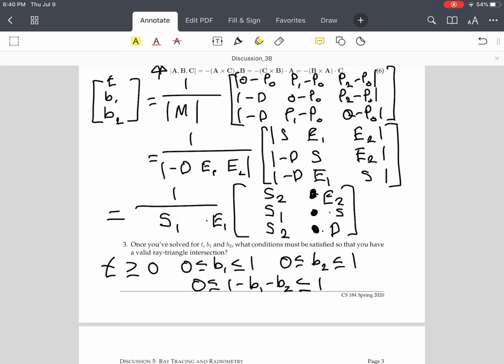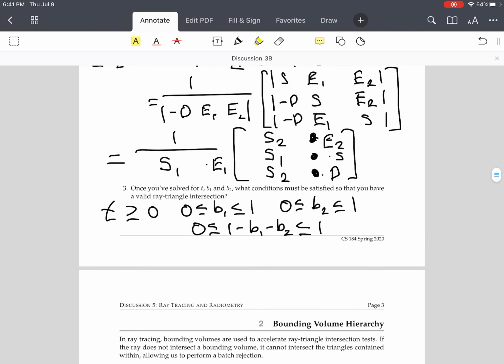If T is not greater than 0, then the intersection is behind the ray, and if one of these other three isn't satisfied, that means our intersection is probably not actually on the triangle, but at a point off to the side. So these are the conditions. This is something you probably have to check for in the project to make sure that whatever triangle intersections you're getting are valid. So keep them in mind.